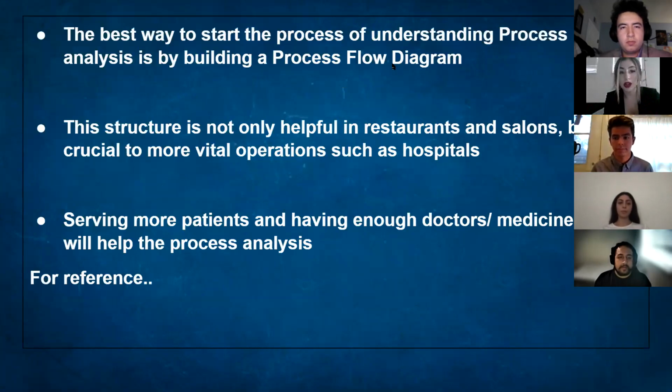So the best way to start understanding process analysis is to build a process flow diagram. The structure at first glance looks kind of confusing, but when you really get into the details of every shape and box, you can see what each one is. This structure is not just helpful in restaurants and salons. I think it's crucial to more vital operations such as hospitals. Are there enough doctors for each patient? Are there enough beds? Are medicines available for the patients? And that will actually help with the process analysis.